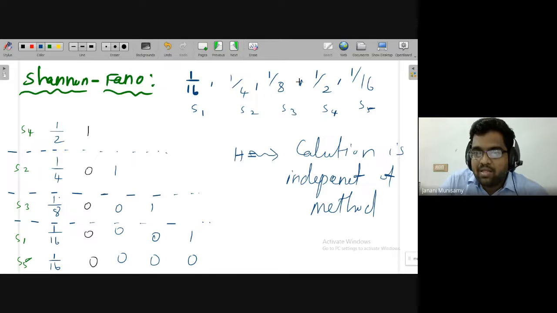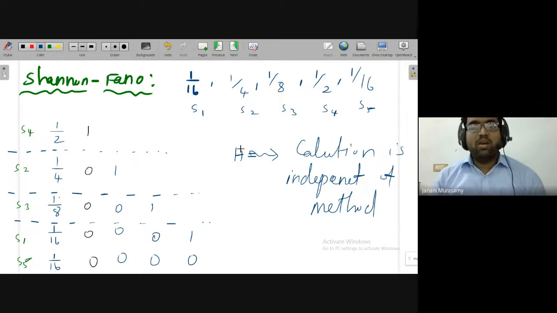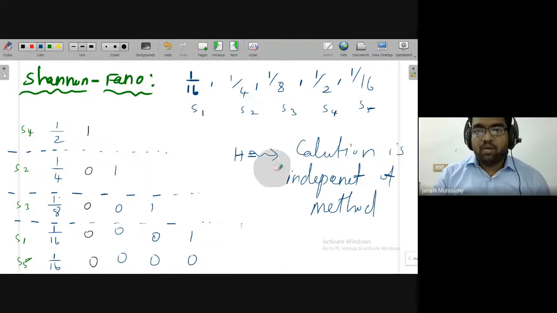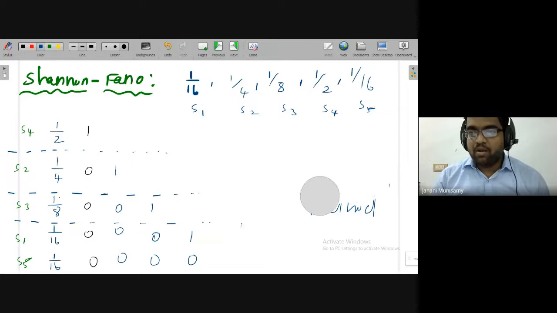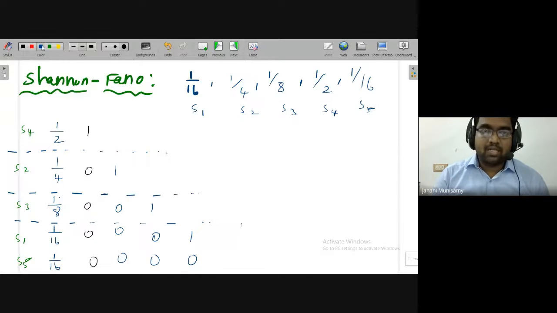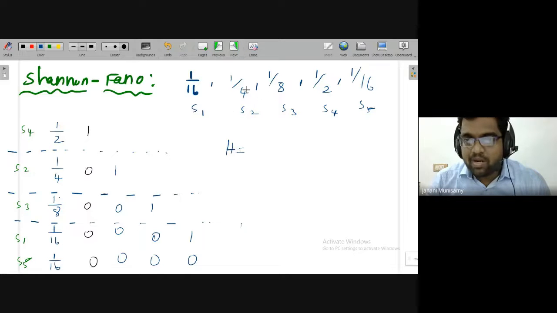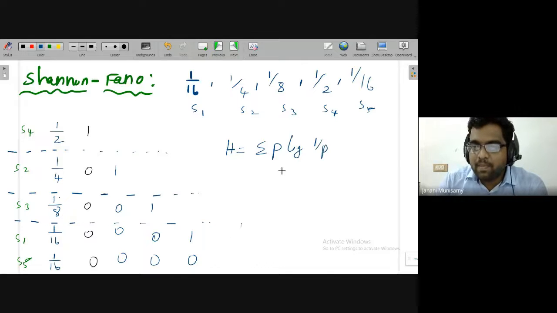Okay, again I will take this data anyway. Whichever method you use, definitely you have to calculate entropy also, because to find out the efficiency of your particular code, you have to calculate the entropy. Then later I have to calculate L average. So it's better to calculate both here itself, because all the data are available here. So first I will calculate entropy. What is the entropy formula? Summation P log of 1 by P.